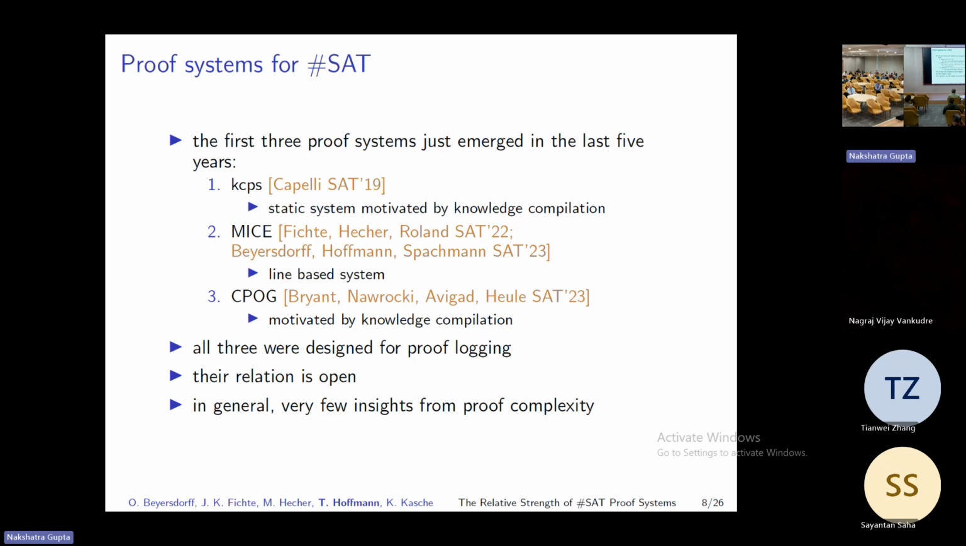in #SAT. We actually have only 3 proof systems yet, and they all occurred during the last 5 years. We have KCPS, which is a static proof system based on knowledge compilation. Then we have MICE, which is the only line-based proof system we have for model counting. And then we have CPOC, which is a bit similar to KCPS, but in a more general setting. They were all introduced at the SAT conference, and they were also all designed for proof logging.